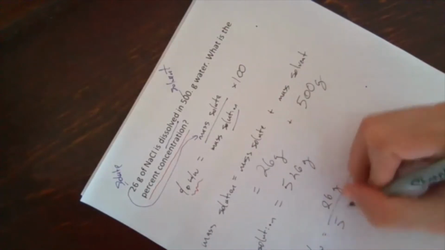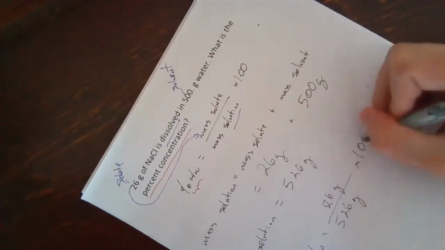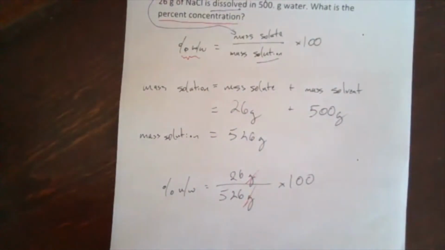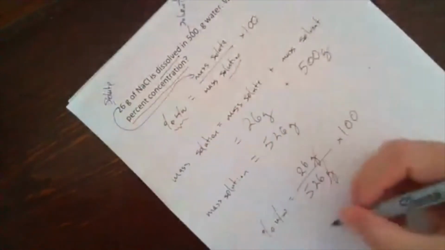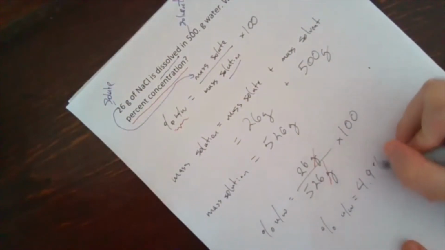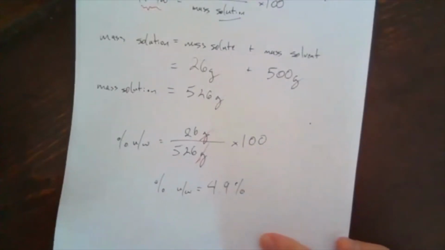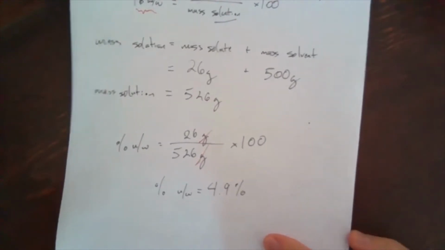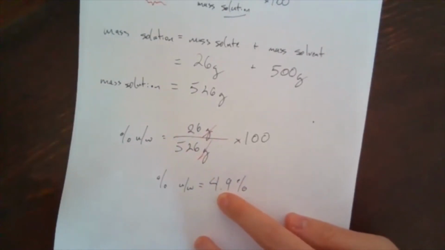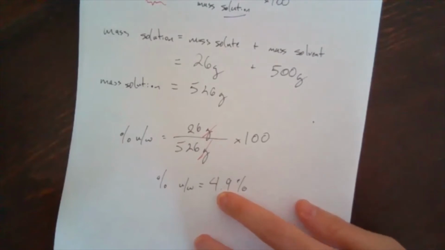Percent weight by weight is equal to 26 grams divided by 526 grams times 100. Those mass units, as we would hope, the grams and grams cancel out. And when we multiply by 100, we end up getting that the percent is equal to 4.9. So in this solution, when we dissolved NaCl into all this water, 4.9% of the mass is NaCl.